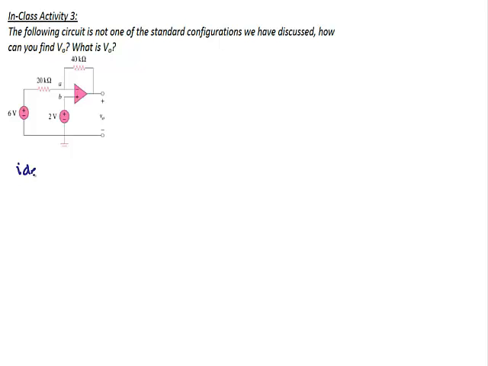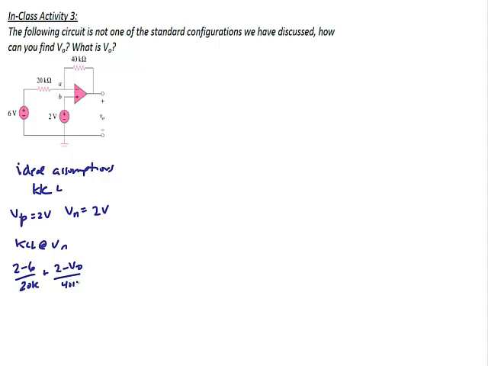So the ideal assumptions and KCL. V positive is equal to 2 volts. So V negative would be equal to 2 volts. So then if I do KCL at V negative, we have (2 minus 6) over 20K plus (2 minus VO) over 40K, and that equals 0. So when we solve for VO, VO is equal to -6 volts.